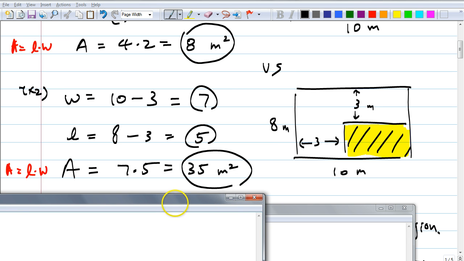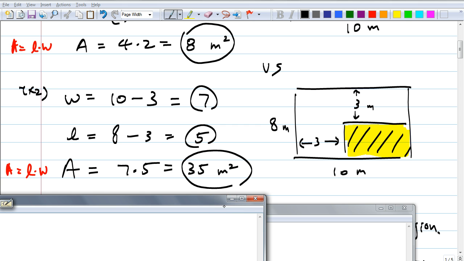Do you see the difference? Of course, the area is going to be 35 meters squared. It's very different from the other one, where it's being decreased all around. This time, just from one side only.